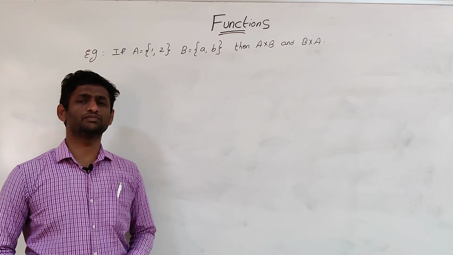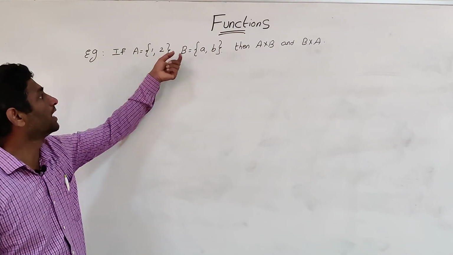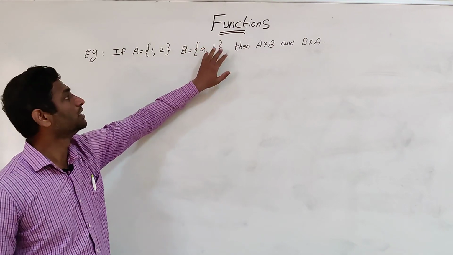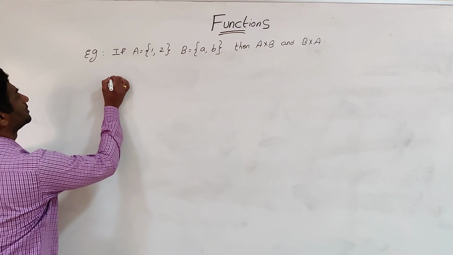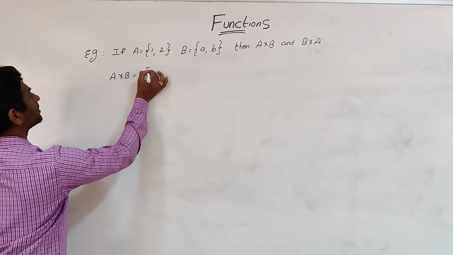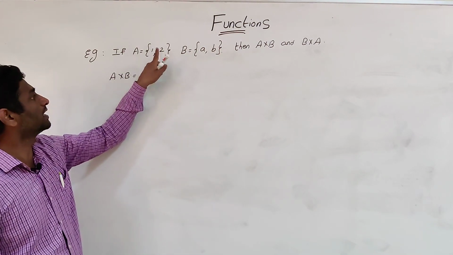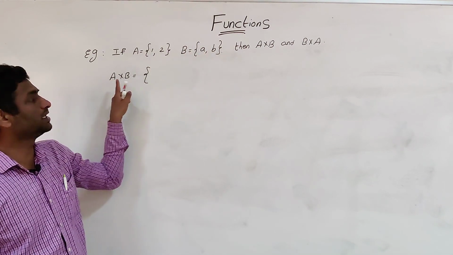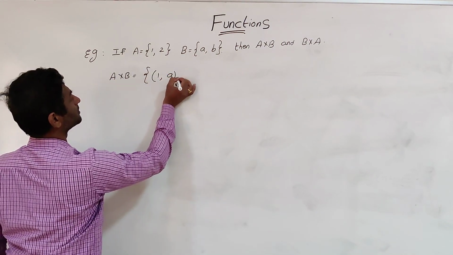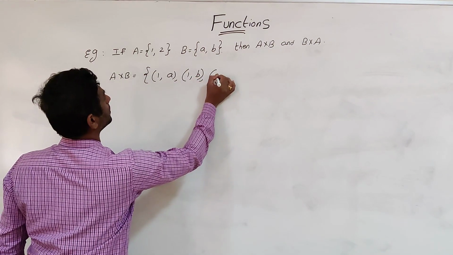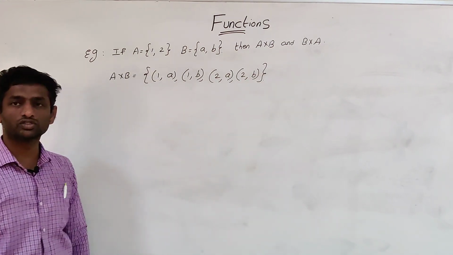Let's see one more example on the Cartesian product. If A is a set with elements 1 comma 2 and B is another set a comma b, then what is A cross B as well as B cross A? Now, A cross B is the set of all ordered pairs where the first component should be from set A and the second component from set B. So that is 1 comma a, 1 comma b, 2 comma a and 2 comma b. So it is A cross B.